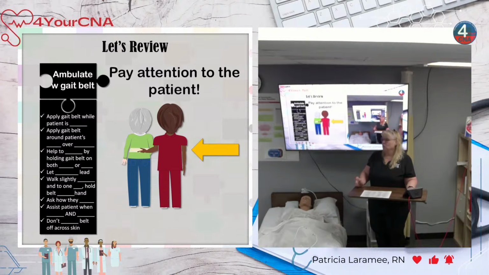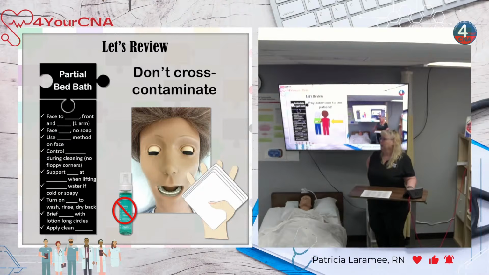We're going to walk slightly behind and to one side so we can watch the patient. We're going to let them lead at their own pace. We'll hold on the gait belt in the back so that if they start to get wobbly, we can help guide them to the floor. This is not to catch them. We do not catch a falling patient. We guide them to the floor, but we don't try to hold their weight up and keep them from going to the floor. Okay, do not catch a falling patient.